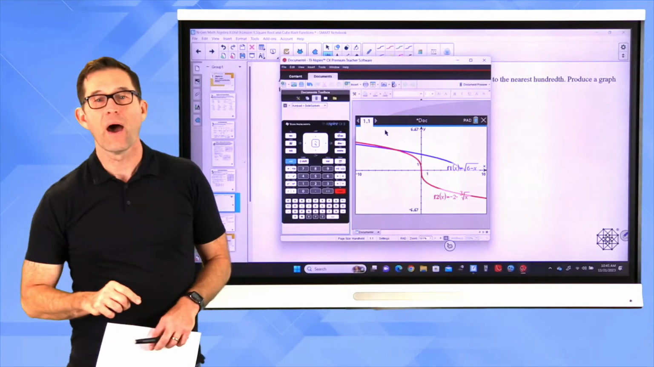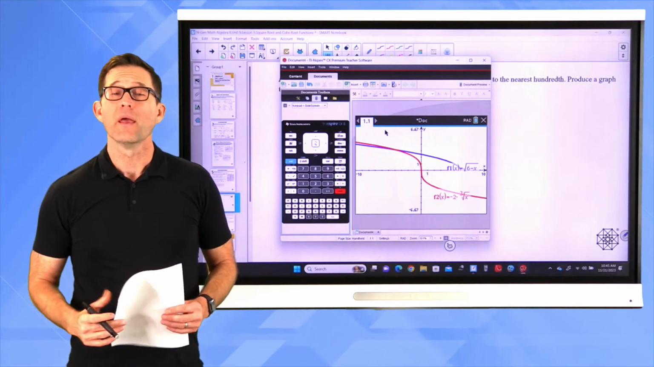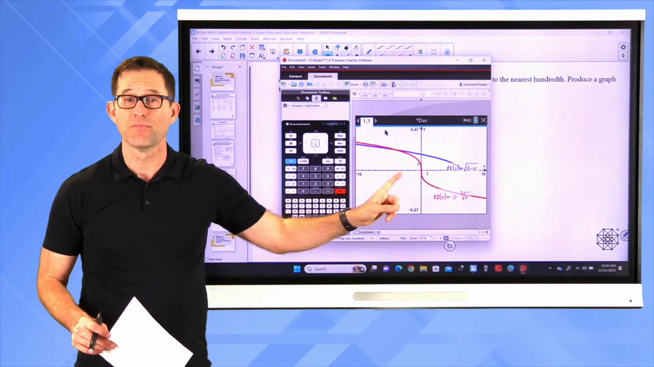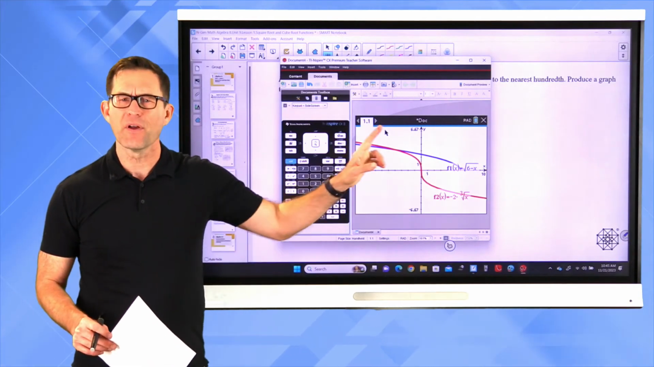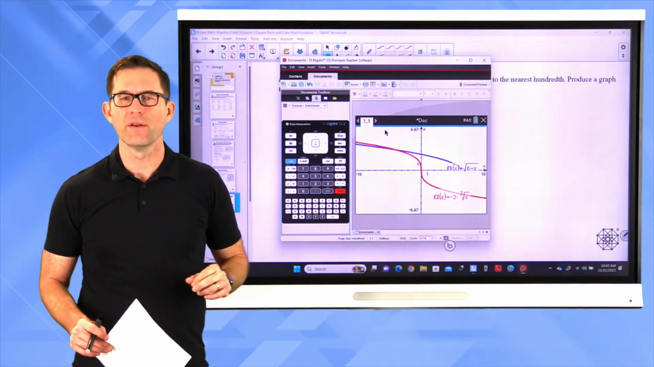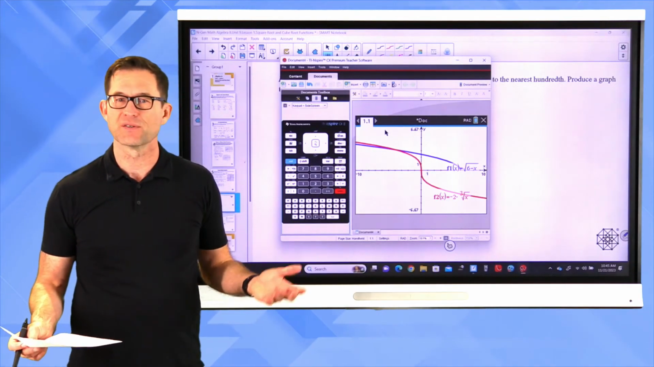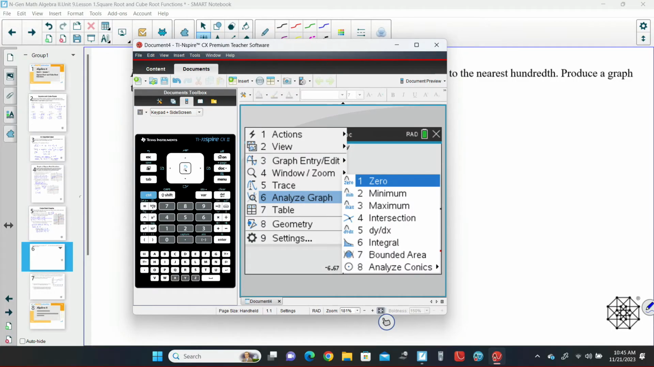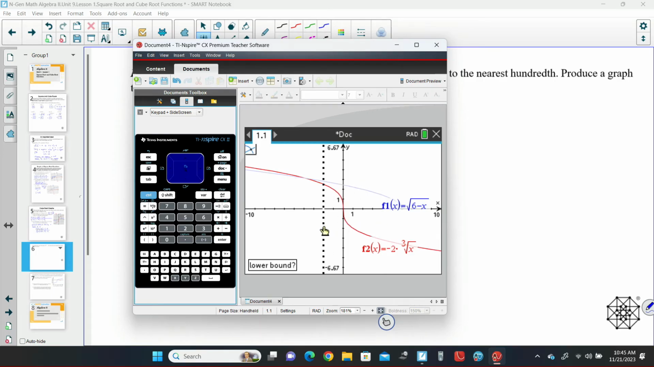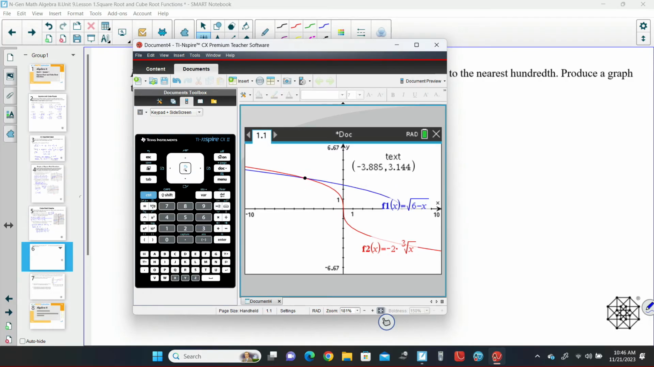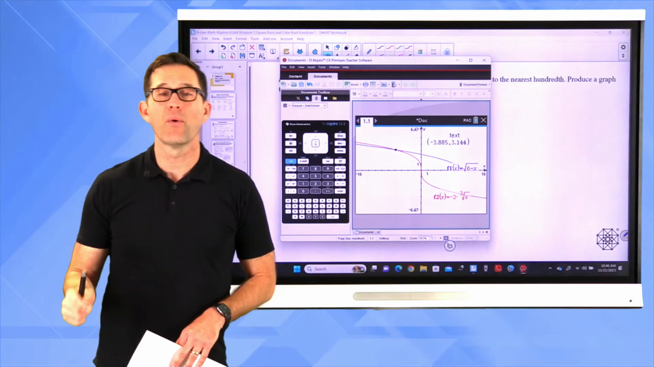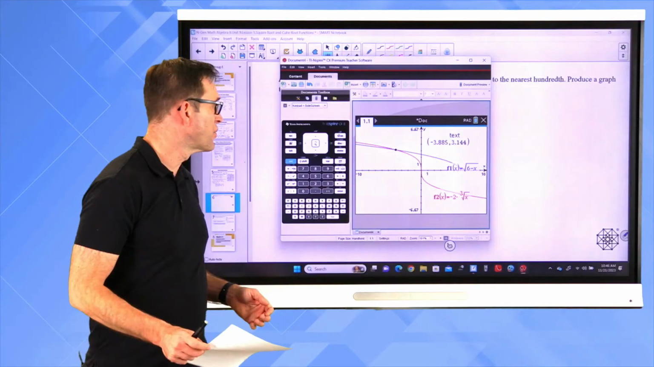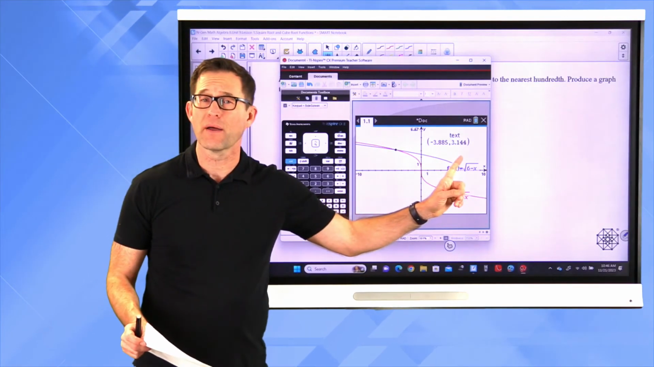Okay. Now, one of the good things about this particular problem is that we can immediately see an intersection point in here. It's a little bit of a challenge, but there is definitely an intersection point within the window that our calculator just naturally produces. So the great thing is we can now go into our menu, analyze our graph, go to our intersection, pull the vertical line to the left of the intersection, pull it to the right of the intersection, right? There's the point where it intersects, -3.885 and I guess 3.144, although I really don't care about the y value.